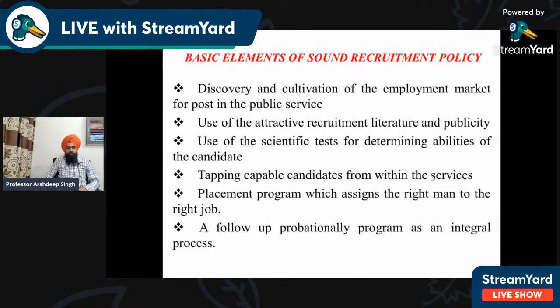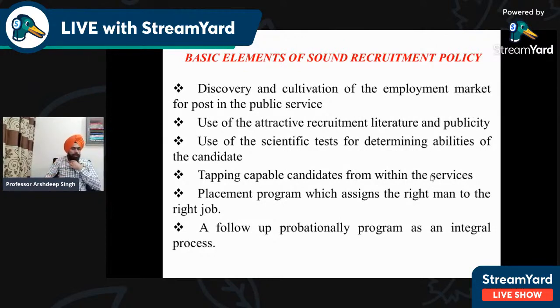Next one is basic elements of sound recruitment policy. So what should our recruitment policy be, how do we have to manage that, and what should be the specific guidelines or the basic elements which we have to follow. Firstly, discovery and cultivation of the employment market for posts in the public service. Recruitment should be on the basis that we are hiring new persons, or a larger number of persons, so that they get jobs, and it would be easy for their survival.